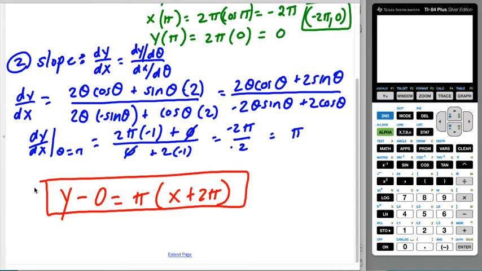You don't need to write the 0 if you don't want, right? You could just write this as y equals pi times x plus pi over 2. You could distribute. I just think that's a weird choice. There's no reason to do extra math if you don't have to.